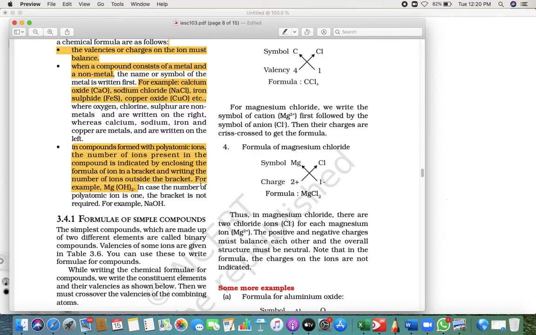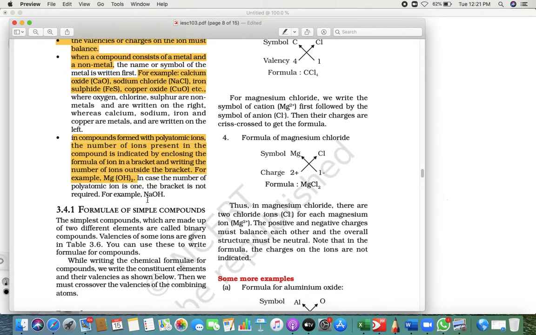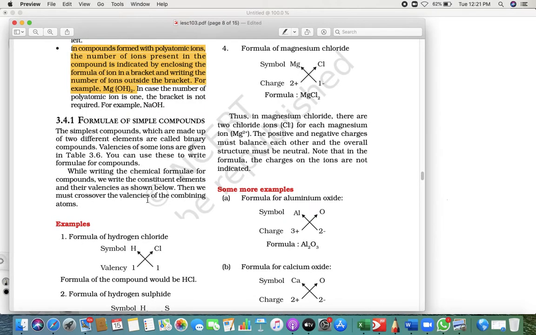In case the number of the polyatomic ion is 1, the bracket is not required. If the ion has power only 1, no bracket, but if the ion has power 2 or 3, it should be written like (OH)2 or (OH)3, like this. So it depends how it should be combined. Clear? Now, let us prepare certain formulas.